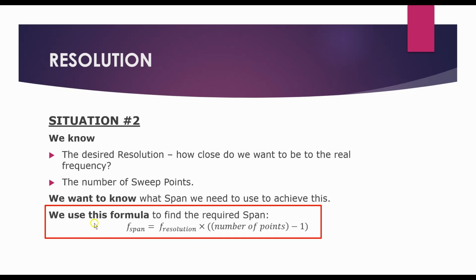Well, here's the formula that we use. We have the span that is required to achieve this desired resolution is equal to the resolution that we're trying to establish times the number of sweep points minus 1.